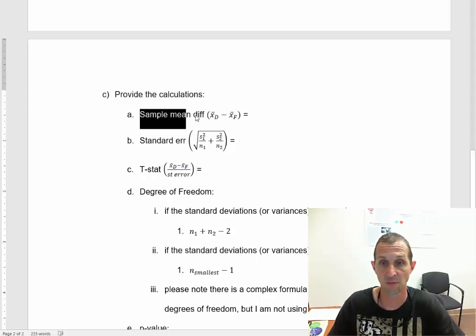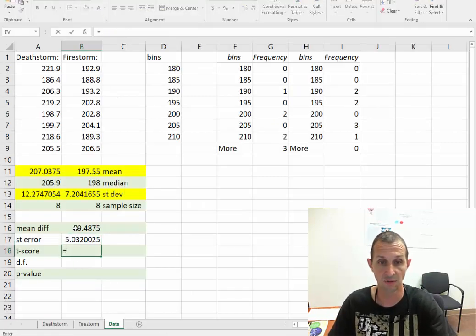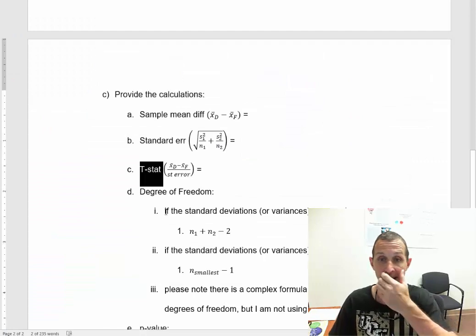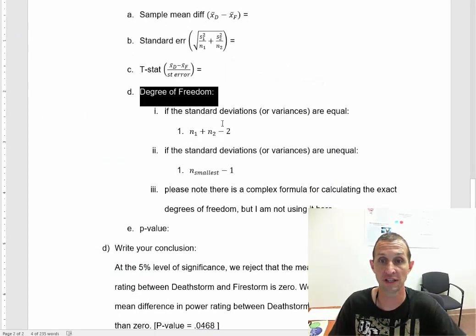So I just need the sample mean difference divided by the standard error, and that's going to give me my t statistic, my test statistic. And so the t-score is going to be equal to my mean difference divided by my standard error. And I get 1.885.